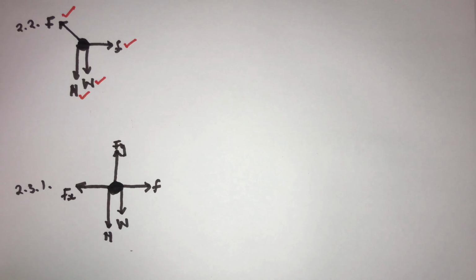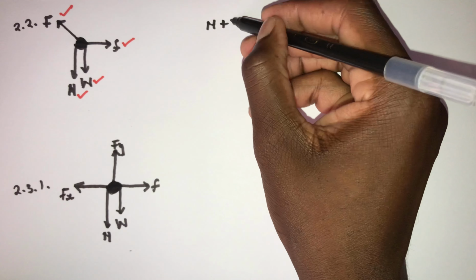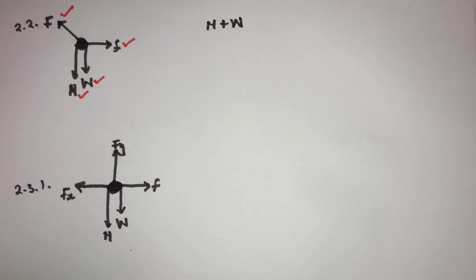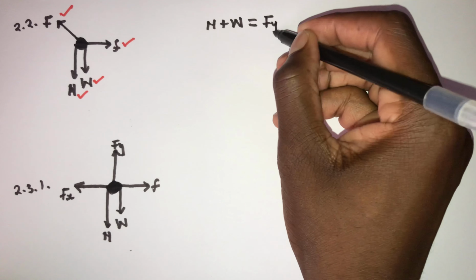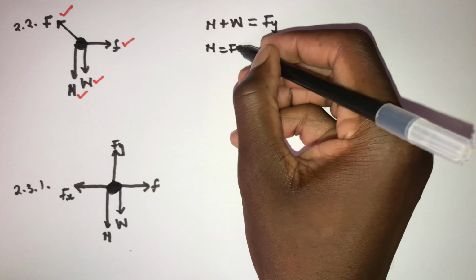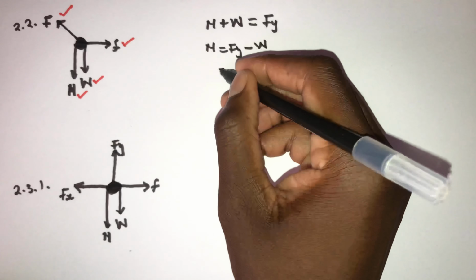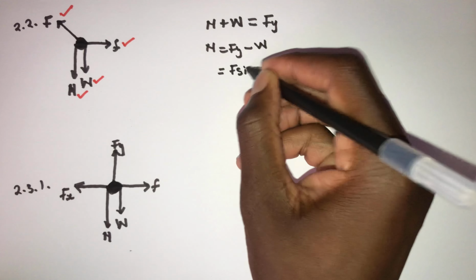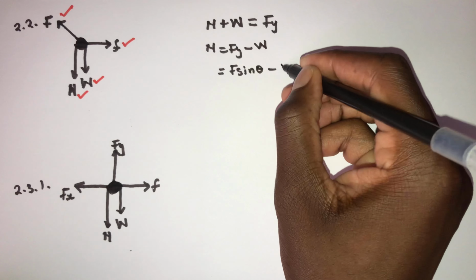So now, to calculate the normal force, how many forces are going down? We have normal force and the weight. So it means that now we have normal force plus weight. We're adding because they're in the same direction. And then it's equal to the force that is going up, that is Fy. So we're going to take weight to the other side, and then we have Fy minus weight. So here, what is Fy? Fy is F sine theta. That is a vertical component, minus weight, which is mg.